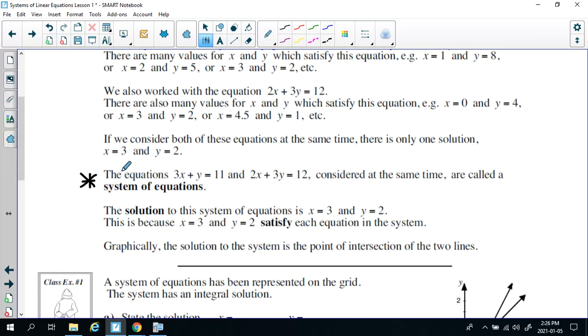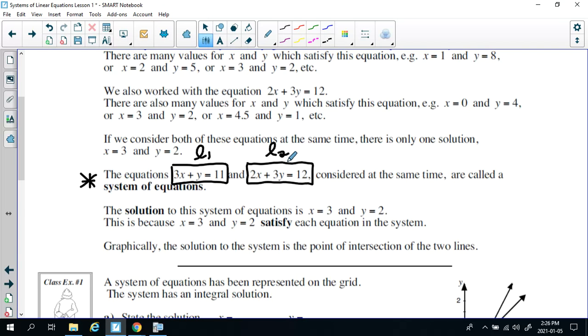Okay, it says the equations 3x plus y equals 11, that was line 1, and 2x plus 3y equals 12, when considered at the same time, is what we call a system of equations. Whenever you see that word system, this is the way we describe it in science, mainly in physics: a system is a collection of objects. So a system will have 2 or more objects involved. What are the objects here?